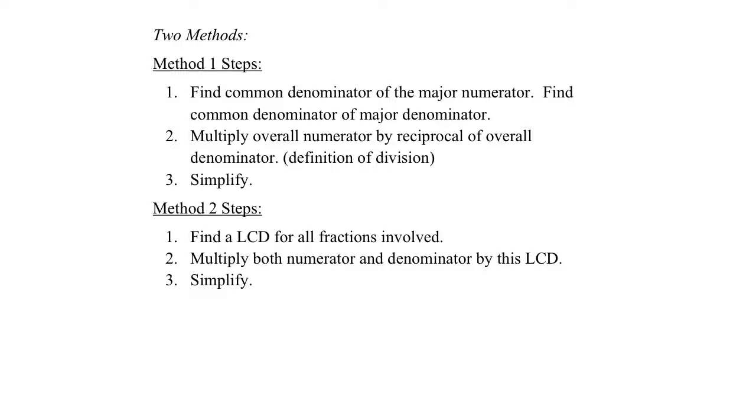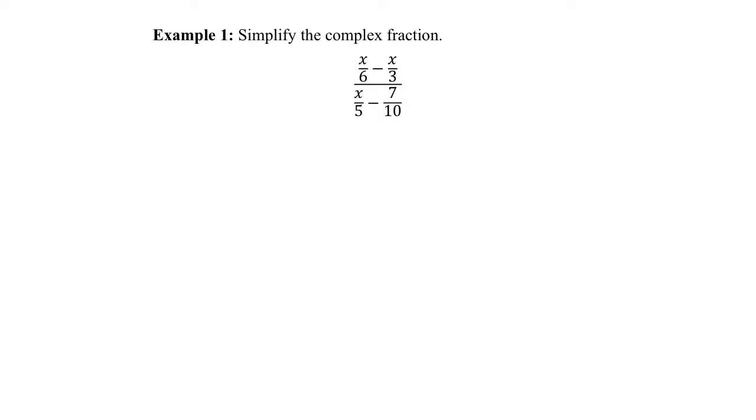But for all of these problems in the notes, I've solved them with both methods, so you can see the notes later. If we don't get through every problem, you can see that they can all be solved with either of these two methods. Okay, so I'm going to start with the first method, with the first example. So the first method that we're looking at here is to find a common denominator of the major numerator.